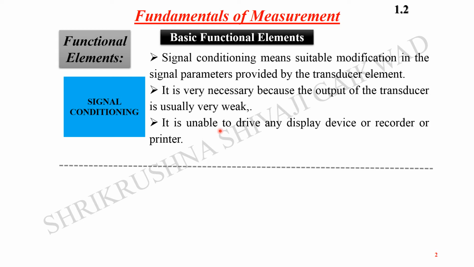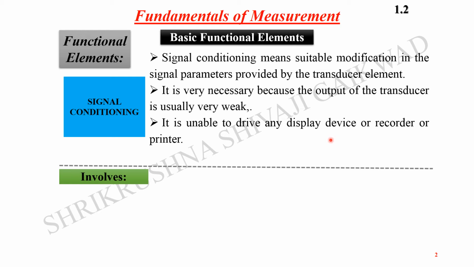So it is not able to drive the big screens or the computer or the printer or the display devices or the recorder, because the pointer has to move on the paper, so that it can print whatever the document or the record it has or information contained within it. So that's why signal conditioning is very much important in this case.